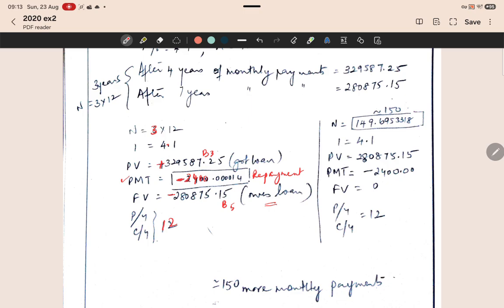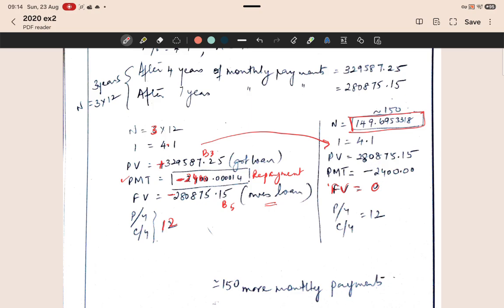Okay? So now what you have to calculate is how many more repayments should he make, okay, in order to fully pay off the loan. So fully paying off the loan gives you FV of 0. Now, how many more repayments was the question. I is still 4.1, but the last balance at the end of 5 years is a starting value, principal value that is still with him now.